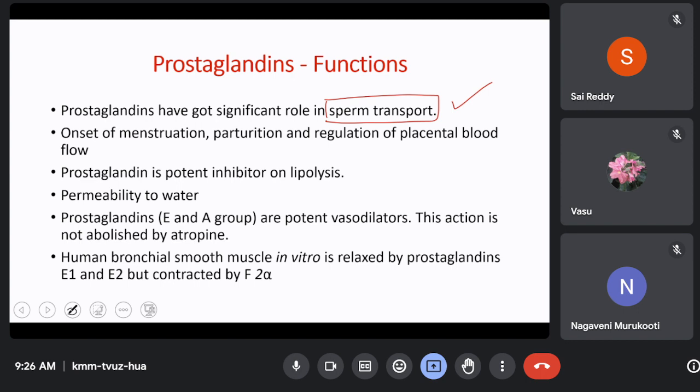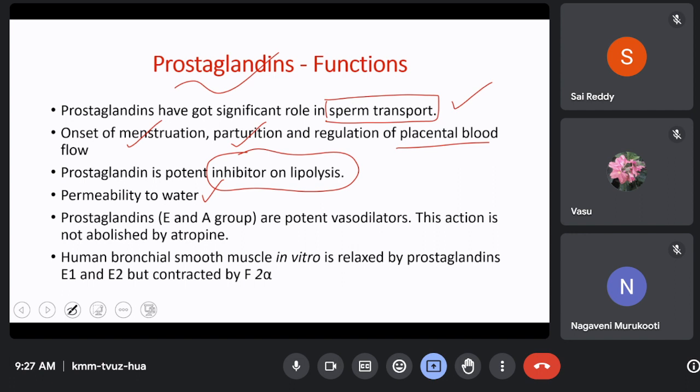And the second function is with respect to females. One is onset of menstruation. Second is labor, meaning delivery of the baby, that is parturition. And regulation of placental blood flow is also under the control of prostaglandins. Along with luteinizing hormone, responsible for what we call the corpus luteum, and progesterone, all these we have discussed. That is related to menstruation. And parturition, the delivery of the baby, is caused by oxytocin. All these are accompanied by prostaglandin function. It is also a potent inhibitor of lipolysis. That means lipid breakdown is inhibited, and it increases the permeability to water.